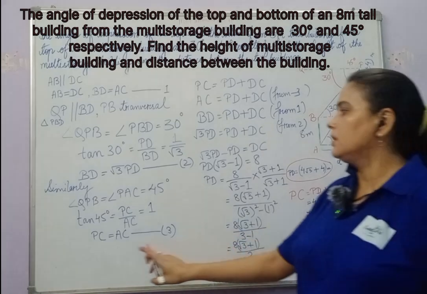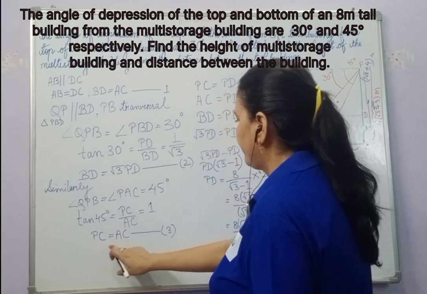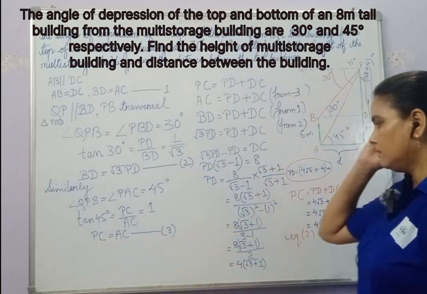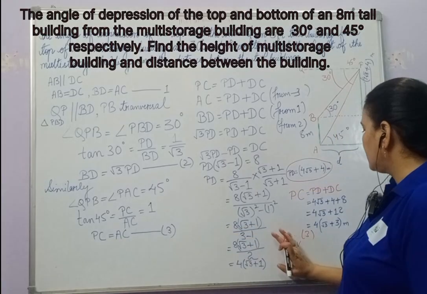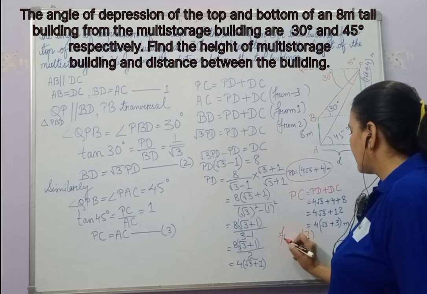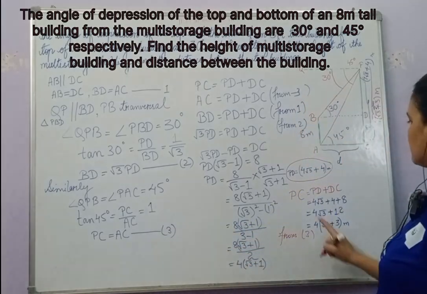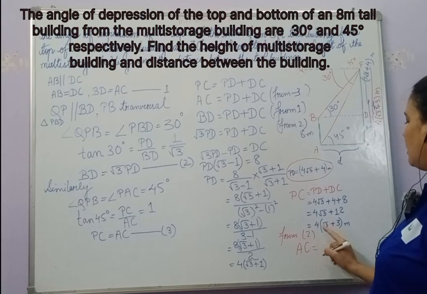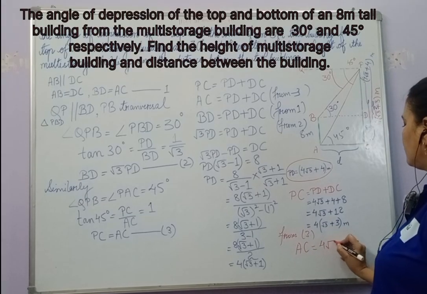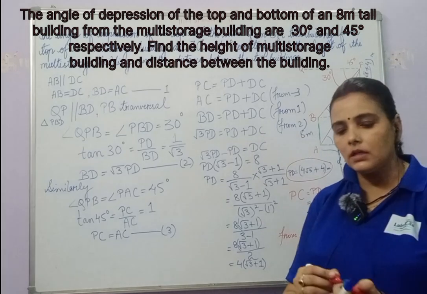From here, equation third, see, PC is equal to, from third, what we get? PC is equal to AC. So PC is equal to AC, that means AC is also how much? 4 (root 3 plus 3) meter. That means the height and the distance between the two buildings are same.